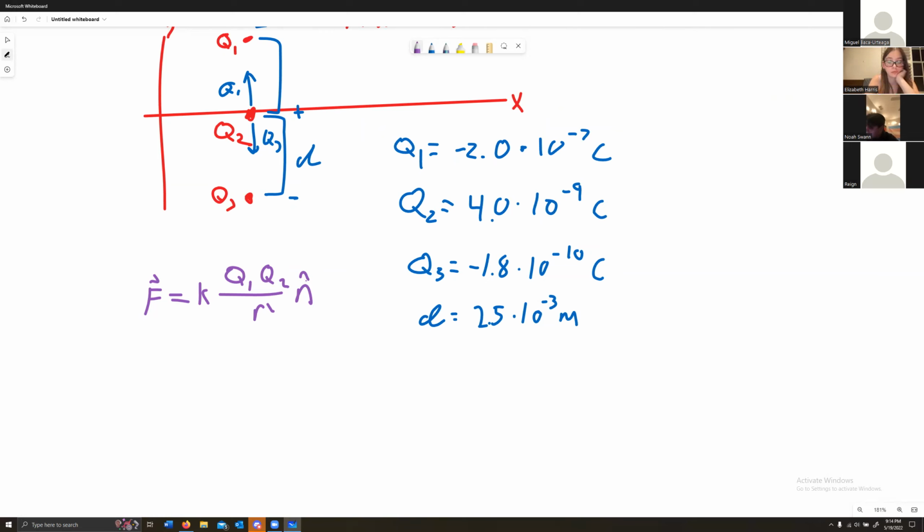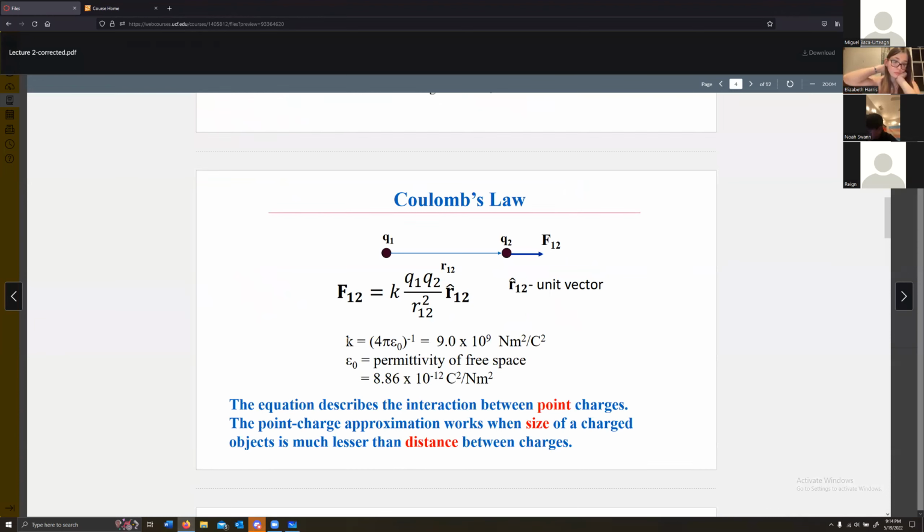Now, this is something from the second PowerPoint that we were just going to review. What is K? This is a constant here. So I'm just going to write it here. We're going to look at it together. K is actually, in Coulomb's law, 9.0 times 10 to the 9th. I think this is Newton's meters squared divided by Coulomb. It's a complicated one, right?